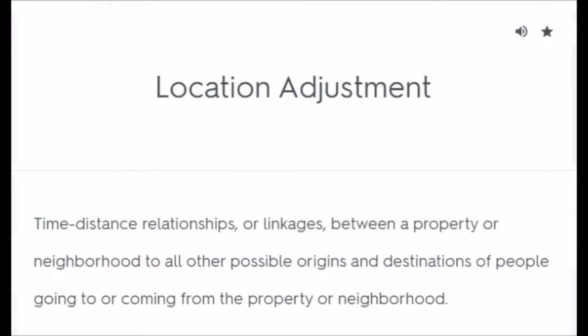Location adjustment. Time-distance relationships or linkages between a property or neighborhood to all other possible origins and destinations of people going to or coming from the property or neighborhood.